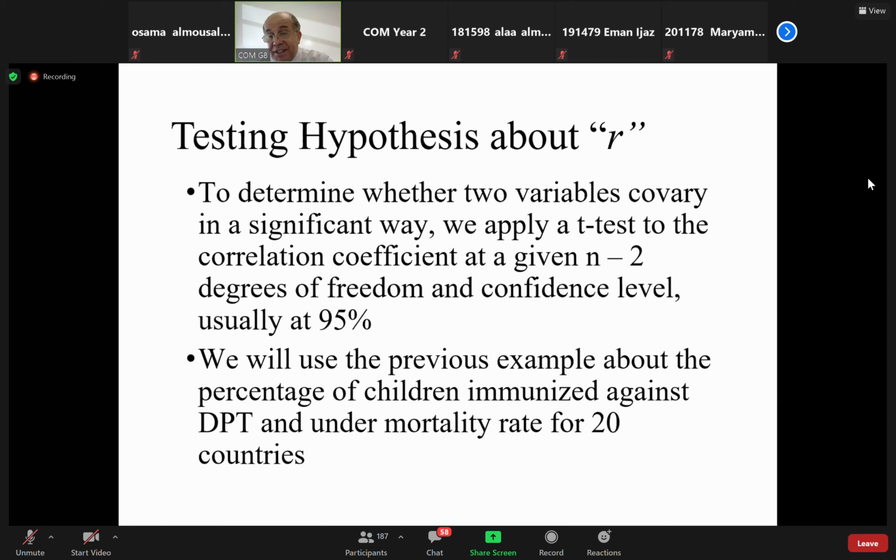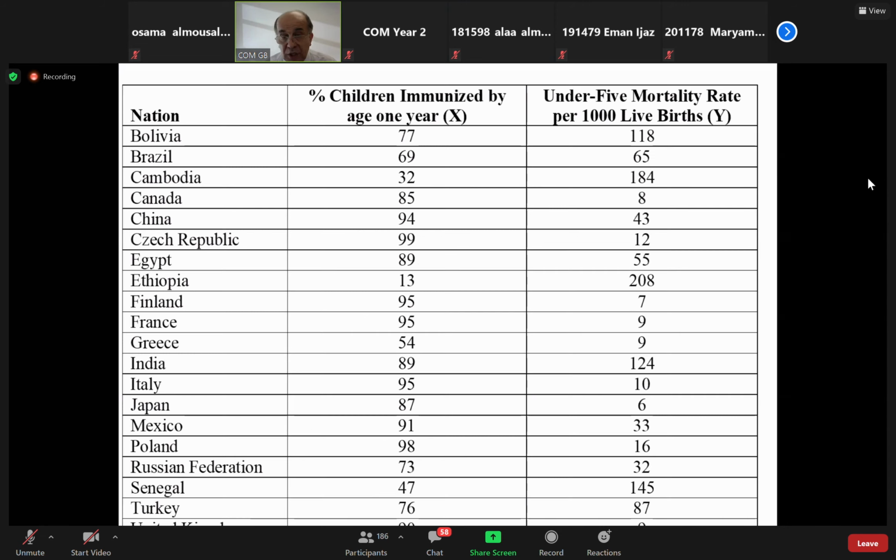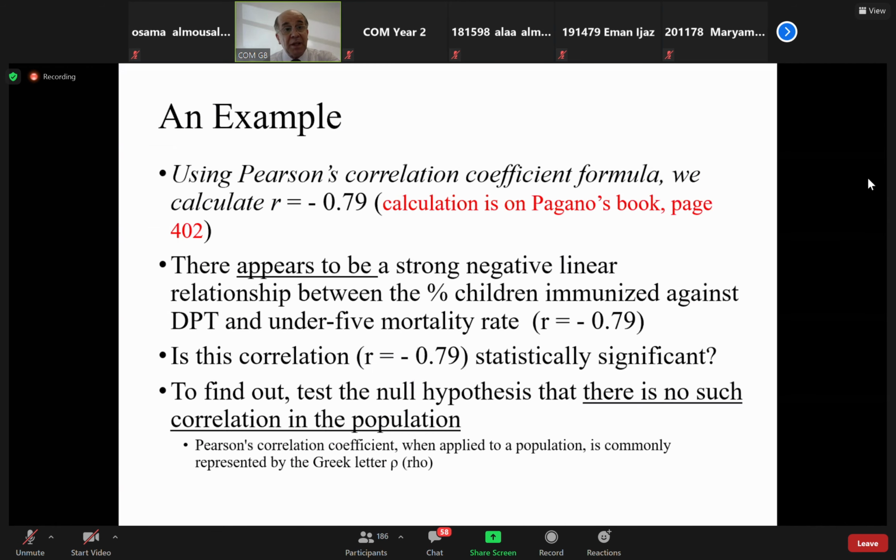So you apply the t-test to this correlation coefficient, and remember what Dr. Peter told you, it's n-1 there, but here in this case, n-2. Why 2? Because remember, in this case, you know the mean and you know the variance. We included the mean and the variance in the equation. Go back to the equation, you see the mean and the variance, and that's why we have 2. And usually we have 90% or either 95 or 99%. Usually we use 99. So let's use this example.